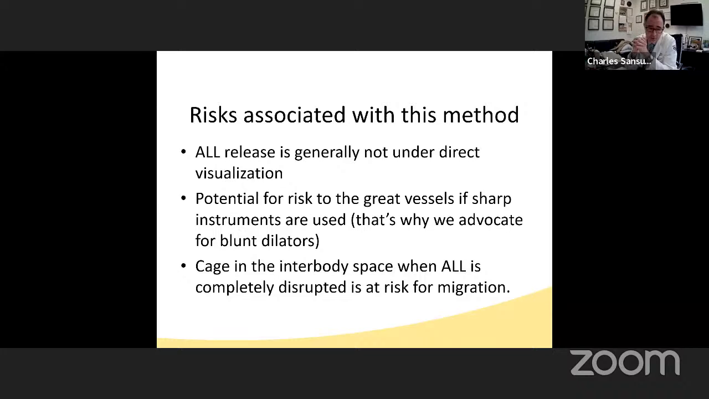So if sharp instruments are used, it's at risk of injury to the great vessels, and that's why we only attenuate the ALL with blunt dilators. And if it does crack, as would be the case for a calcified ALL, a cage is often not possible or maybe not recommended because the cage is at risk for anterior migration.